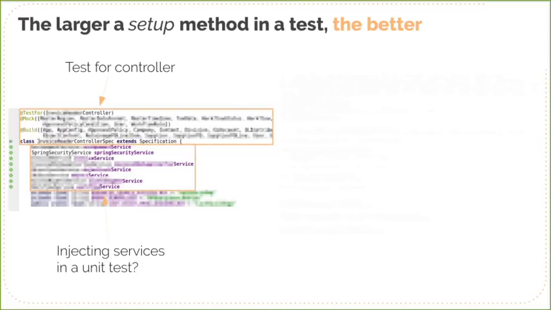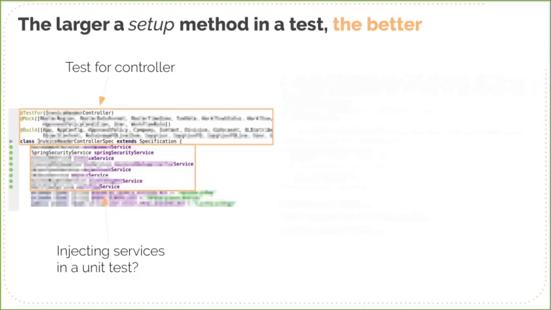And to continue with the larger the better series, the larger a setup method in a test, the better. If you use Spock, and you should use it for your tests, you know or should know that the setup method is shared among all the tests in the file, right? So this is a unit test for a controller, and the first time I read this code I saw something like this.